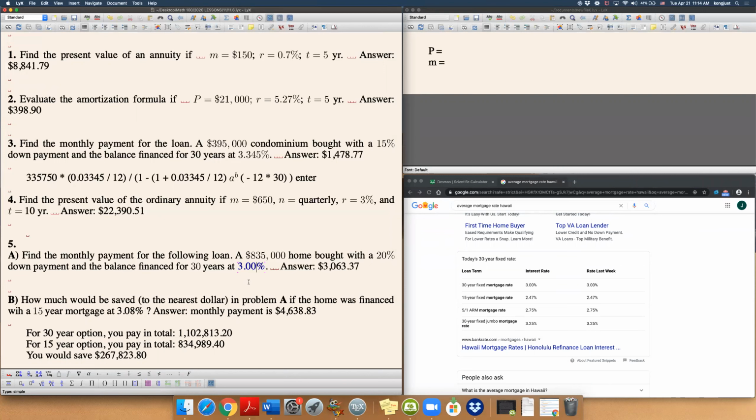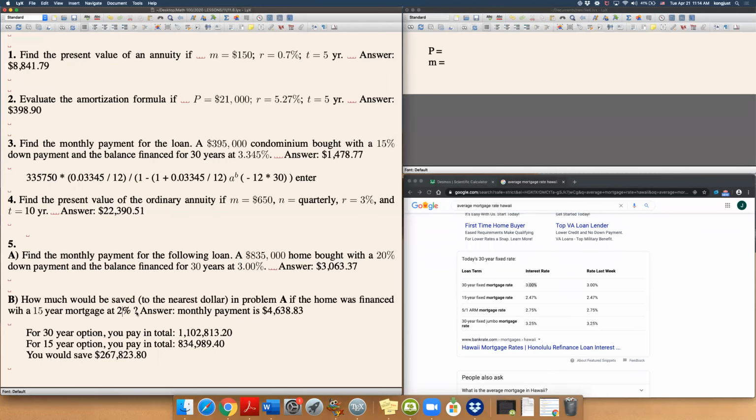So we're going to use 3.00% for 30 years because that's this one right here, right? And we'll use 2.47% for the 15 years. On your homework question, they're the same both times, but for us, let's do it in a real life situation. The mortgage rate you get for 15 years is actually better. So let's use that.